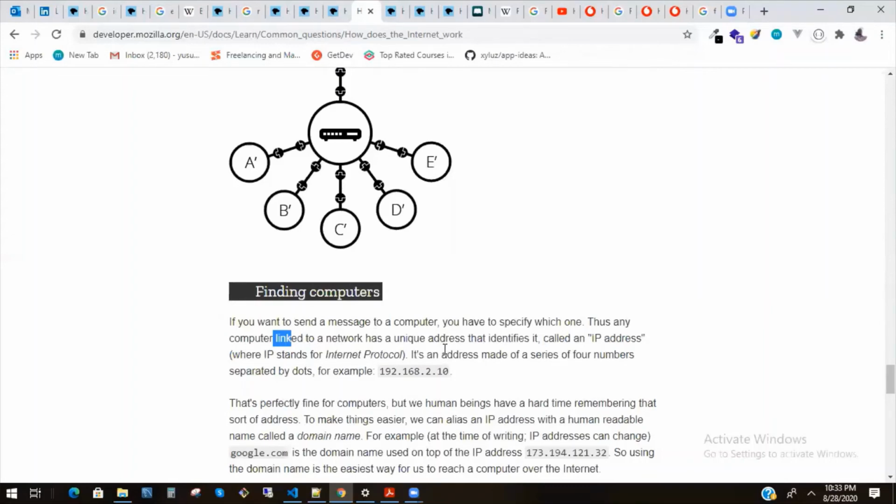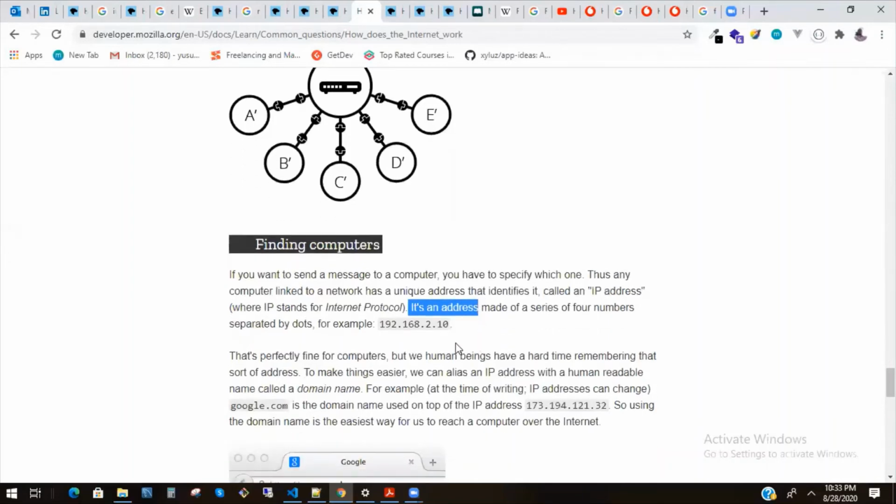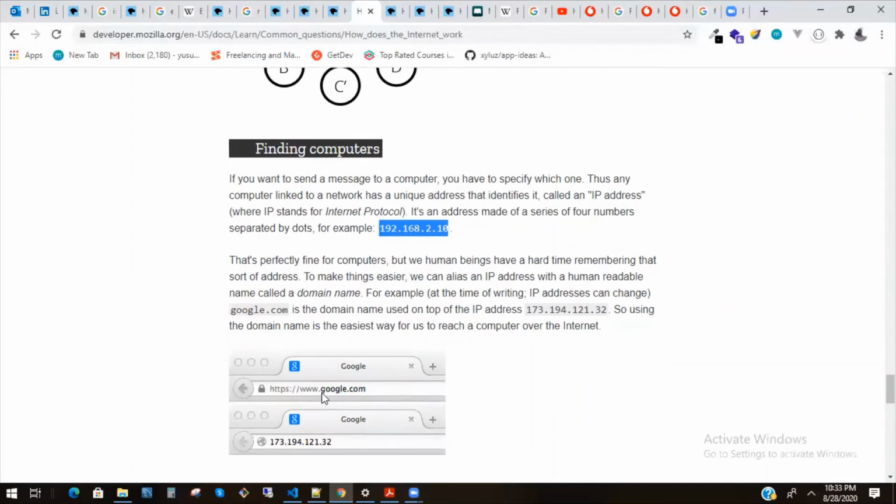So it is this address that is located. Whenever I request Google, let's say I want to go to google.com with my phone, my IP will look for Google's IP. So it is Google's IP that responds. The internet service provider searches for it. This works perfectly fine for computers, but for us human beings remembering it is hard. So these are IPs.